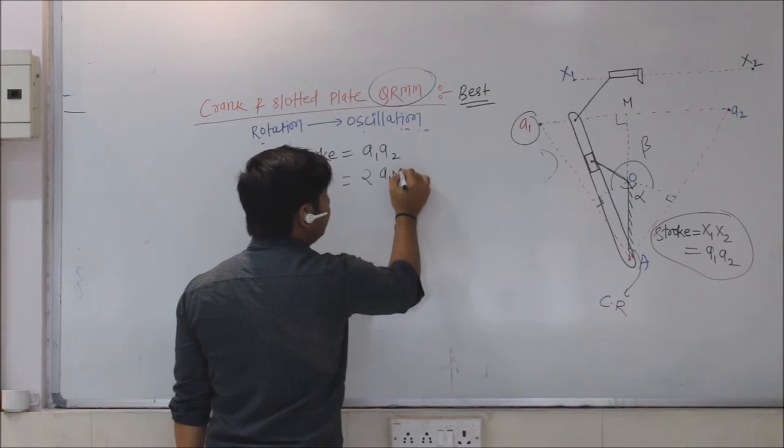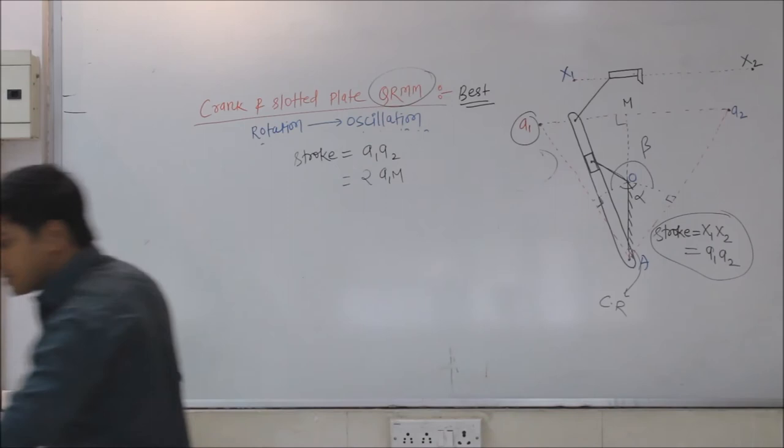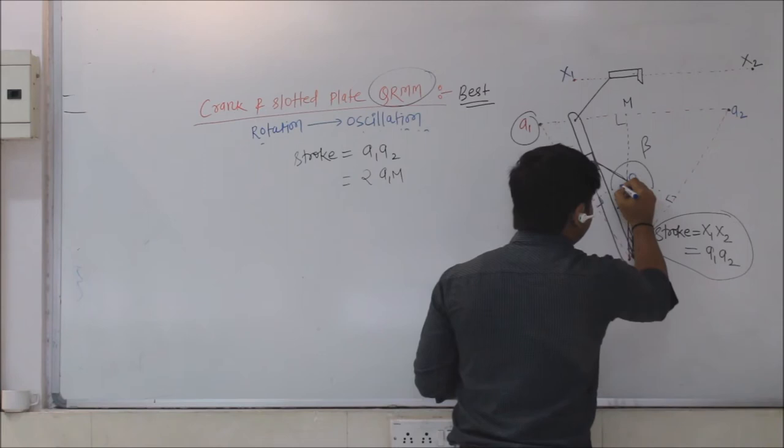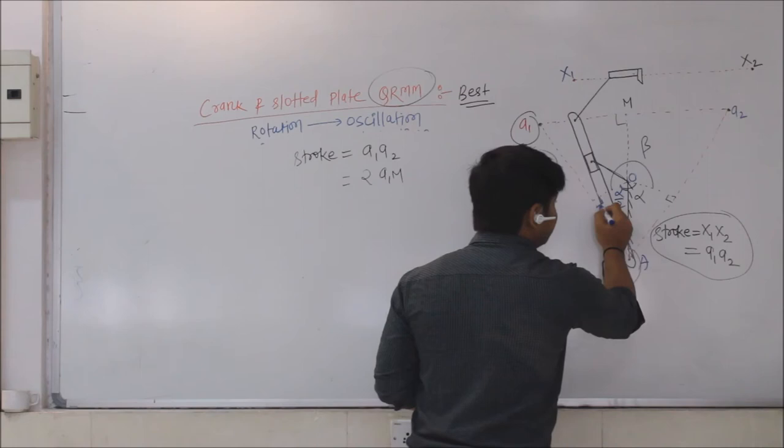If this is the angle alpha, then this smaller angle is alpha by 2, up to this point. This angle is 90. Means if this angle is alpha by 2 and this angle is 90, then what will this angle be?